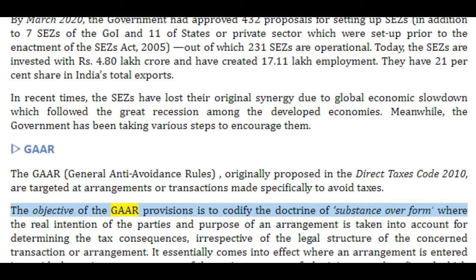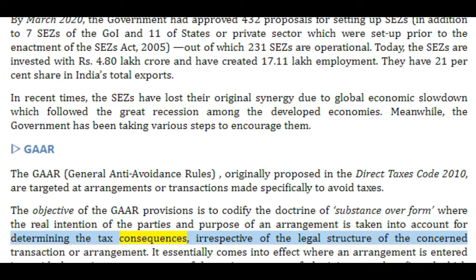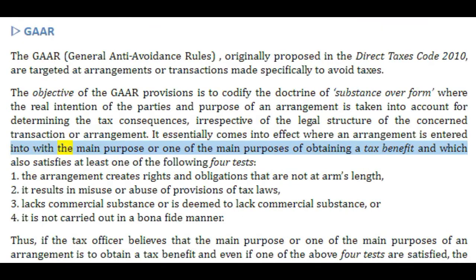The objective of the GAAR provisions is to codify the doctrine of substance over form, where the real intention of the parties and purpose of an arrangement is taken into account for determining the tax consequences, irrespective of the legal structure of the concerned transaction or arrangement. It essentially comes into effect where an arrangement is entered into with the main purpose or one of the main purposes of obtaining a tax benefit, and which also satisfies at least one of the following four tests.